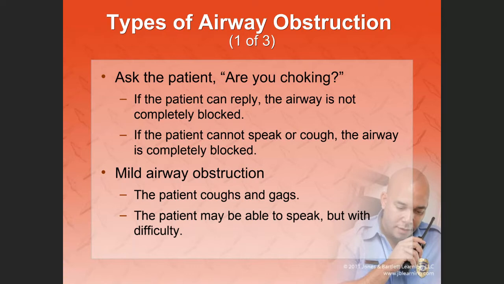Mild airway obstruction: the patient coughs and gags, and the patient may be able to speak, but with difficulty. Again, if the airway is partially obstructed and they have good air exchange, just monitor. They can cough, encourage them to cough. If it's partially obstructed with poor air exchange, then you treat that as a complete obstruction based on your BLS guidelines. And there is a video recording for BLS review if you have not done BLS as yet in your recorded lectures.